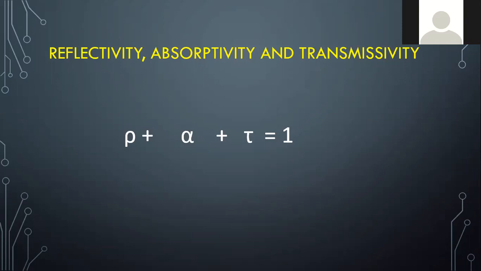Okay? So, ang reflectivity is represented by rho. Tapos yung absorptivity is alpha. Tapos transmissivity is tau. Tapos pag sinama niyo yung tatlo, the sum is 1. Yun lang naman yan.